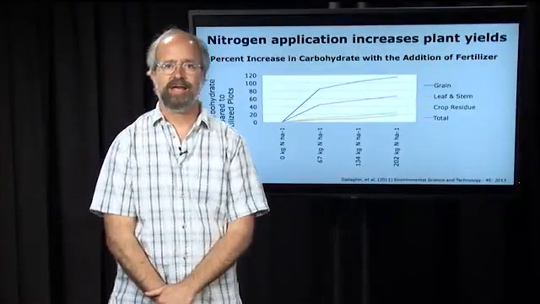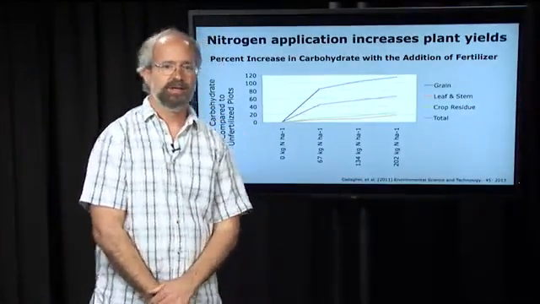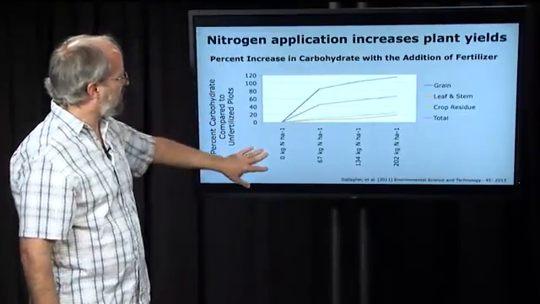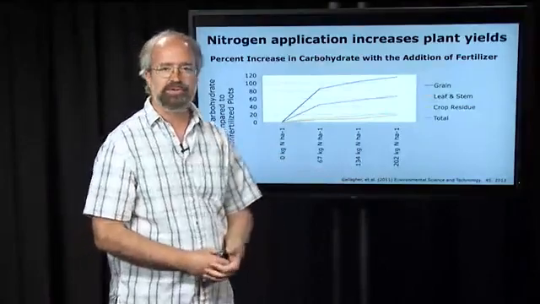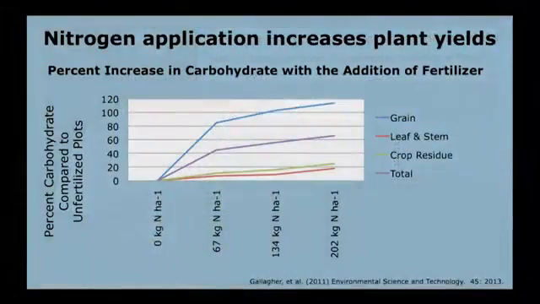So this is an example of that data. Here we see crop yield. Here we have an unfertilized corn crop. And you can see as we add more and more nutrients to that crop, we get increased carbohydrate production. And with time or with the addition of nutrients, that saturates. That's because the plants either don't need any more nutrients or they've run out of something else like phosphorus, since in this case we are fertilizing with nitrogen.